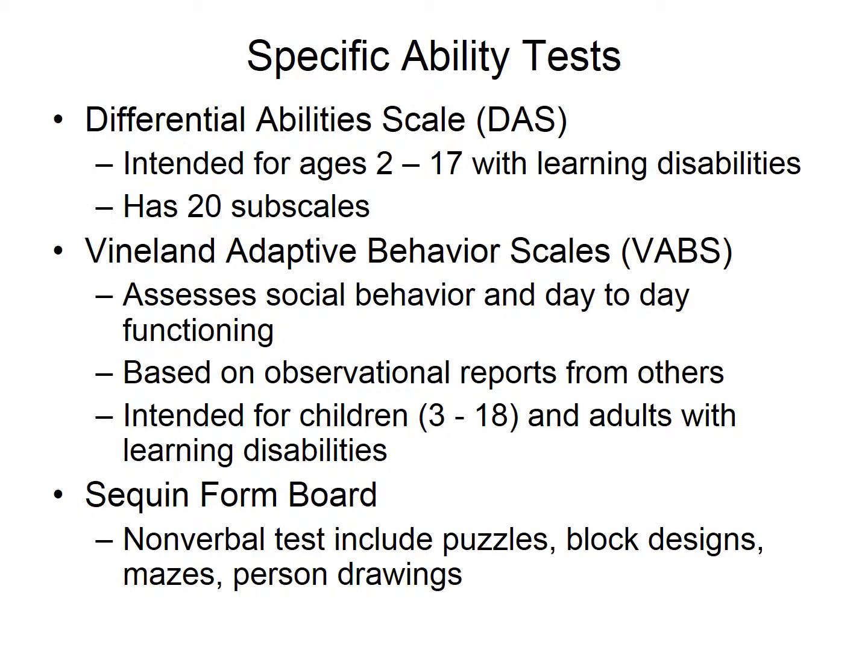There's also specific ability tests available. The Differential Ability Scale, the DAS, is intended for ages 2 to 17 with learning disabilities and has 20 subscales. So this test is not necessarily made to discriminate between all levels of intellectual ability or cognitive ability across a large group of people. It's specifically for children that have already been identified as potentially having a learning disability, ages 2 to 17. It has 20 subscales, and the idea is to identify exactly where the disability or the delayed development is. So it's an investigative scale.